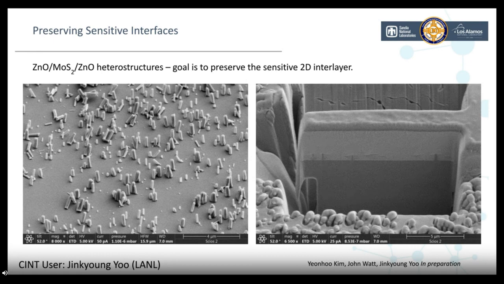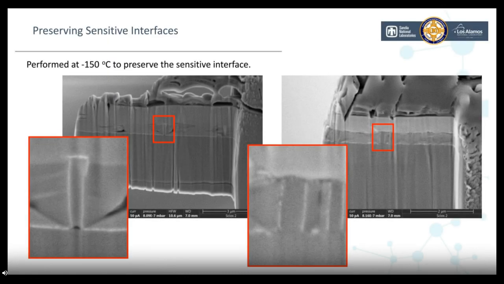So on the right-hand side there, you'll see the cut. This was an interesting challenge because I had to mill from the front to find the rod and then mill from the back so that I could keep that rod intact. Any further milling from the front meant that I would lose it and I would have to find another one. So this was all performed at cryogenic temperatures, minus 150 C.